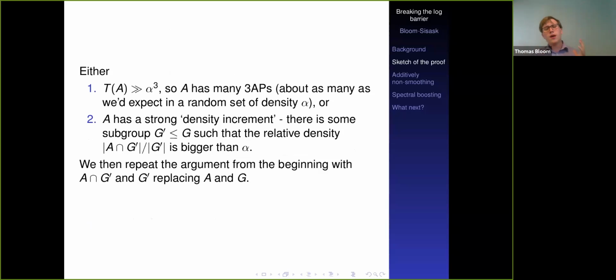Why alpha cubed? Because this is basically the normalized count of 3-term progressions we expect in a random set of density alpha. It's a fairly straightforward calculation to do. If you take a random subset, say of 1 up to N, or a general finite abelian group of size N, of density alpha, then as long as alpha is not very, very small, the number of 3-term progressions is going to be very close to alpha cubed times N squared.